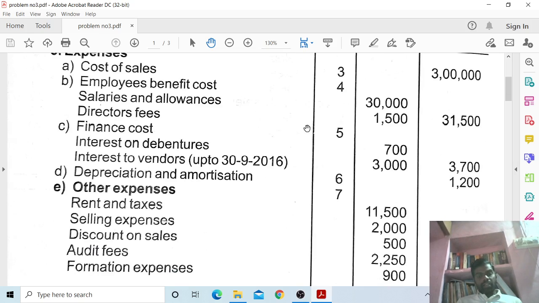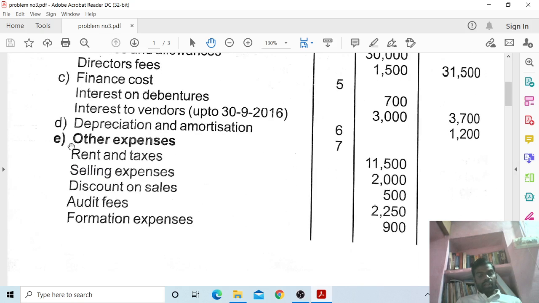Next, C, finance cost, note number 5. Interest on debentures 700 in the amount column, interest to vendors up to 30/9/2016 3,000. So total finance cost 3,700. D, depreciation and amortization, note number 6, 1,200 in the total column. Next, E, other expenses, note number 7.